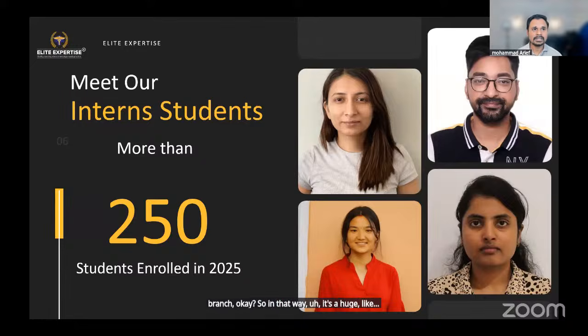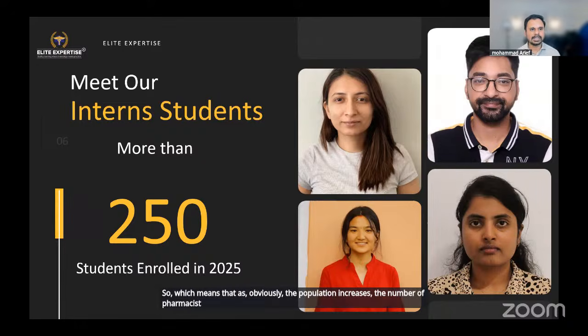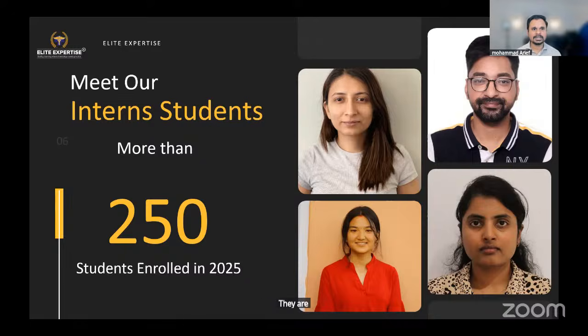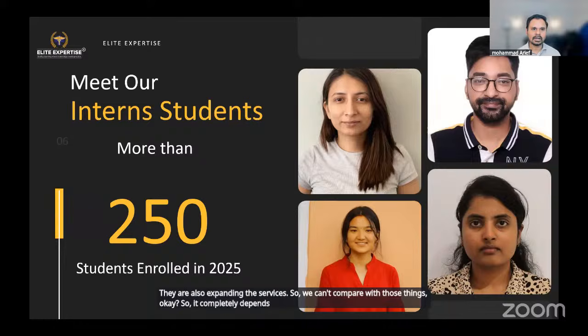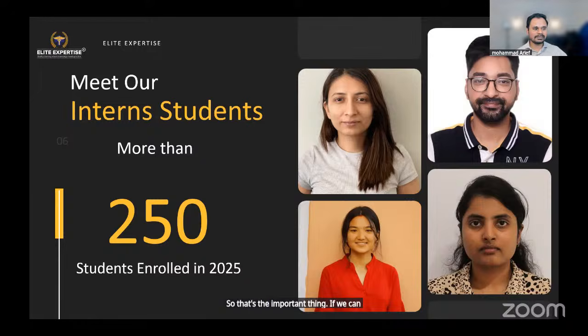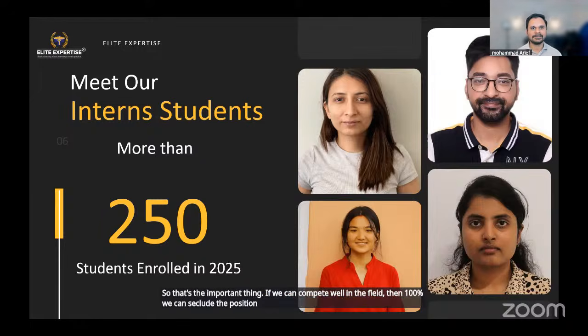Like I can say the same about Monash. If you look back at 2010, the total number of pharmacists in Monash would be around 30 plus, but now it went up to 400 plus. Obviously as the population increases, the number of pharmacists will increase, but at the same time they are also expanding the services. So we can't compare those things. It completely depends on how well we compete in this field. That's the important thing. If we can compete well in the field, then 100% we can secure the position.